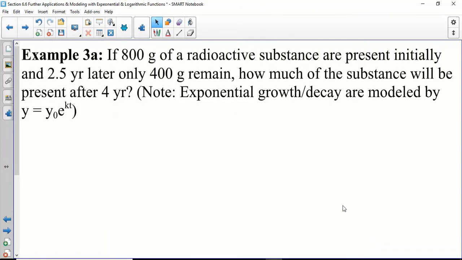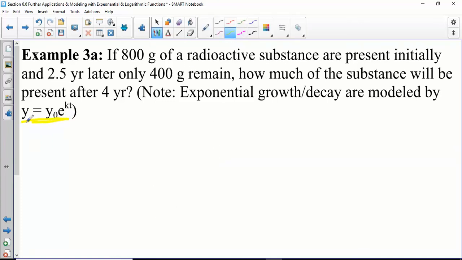Okay, our next example. If 800 grams of a radioactive substance are present initially, and 2.5 years later only 400 grams remain, how much of the substance will be present after 4 years? This is talking about what's called exponential growth and decay. And exponential growth and decay always follows the same pattern.